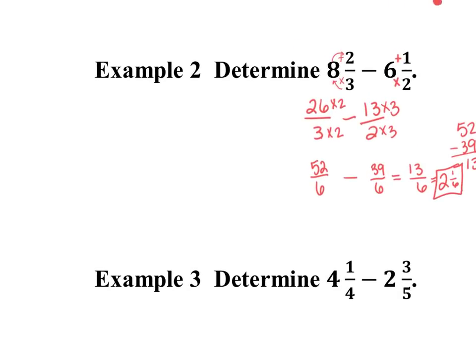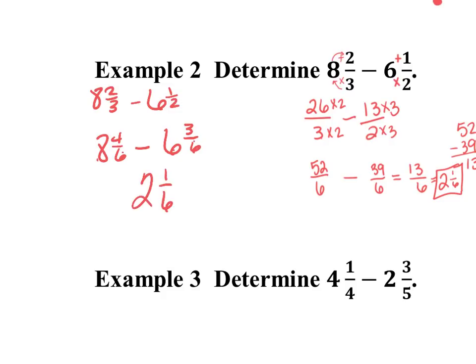I would change the denominators to 6 here, so I'm going to rewrite the problem just so you can see it the way I would do it. I would get a common denominator, so I would say 8 and 4/6 minus 6 and 3/6, because that's our common denominator, right? I would say 4/6 minus 3/6 is 1/6. 8 minus 6 is 2.